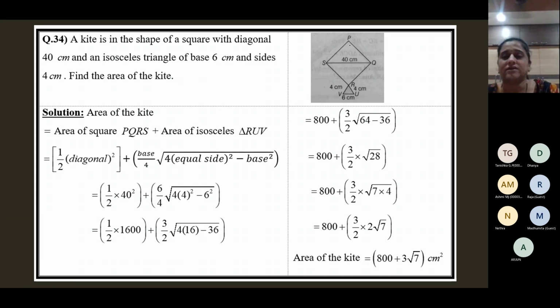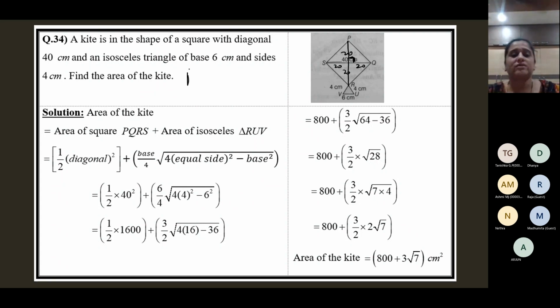So what you do, you connect the other diagonal, and you know that the diagonals are perpendicular to each other. If this diagonal is 40, it's going to be 20 here and 20 here. And we know that the diagonals are equal in a square. So it will be 20 here and 20 here. So now use Pythagoras theorem to find PQ.